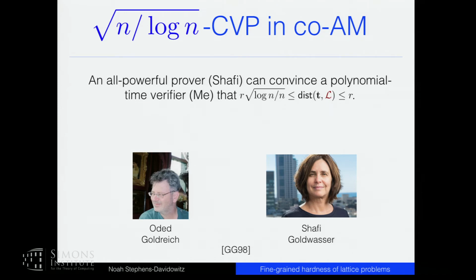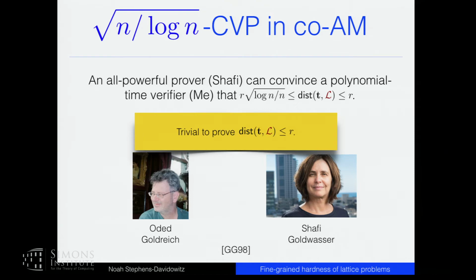The first main result in this area is due to Shafi and Oded. Shafi is here. Back in 1998, they showed that an all-powerful prover, say Shafi, can convince a bounded verifier like myself that the distance between the target and the lattice lies in some range, where the gap in this range is a factor of root log n over n. So that's kind of the approximation factor.